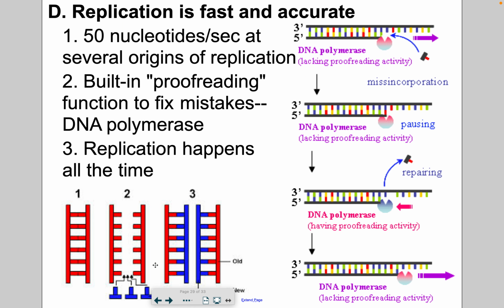Now, this process of copying DNA is fast and accurate, about 50 nucleotides a second at several origin spots of replication, because it happens at multiple points. I'm going to see if I have a picture. I can't believe I don't have a picture of this. It's got a built-in proofreading function to fix those mistakes. That's what DNA polymerase does, and the replication happens all the time. So DNA is unzipped, DNA polymerase matches complementary, and the two new strands are identical and semi-conservative.